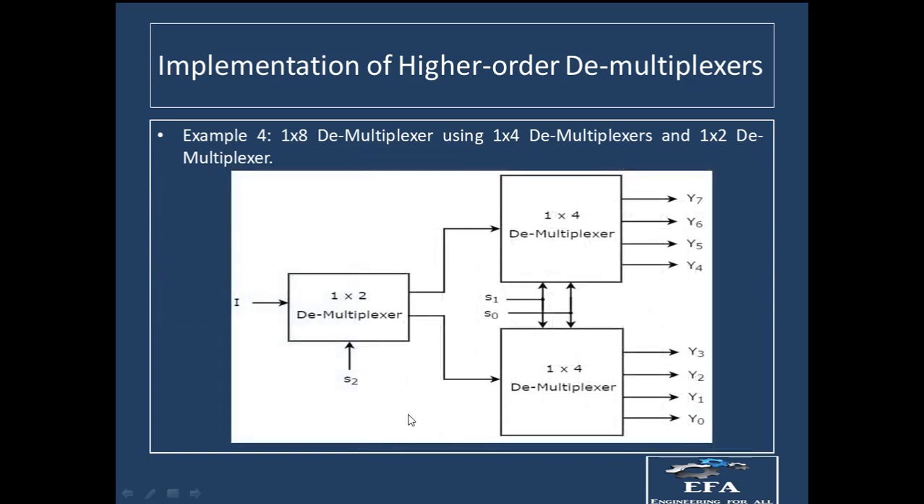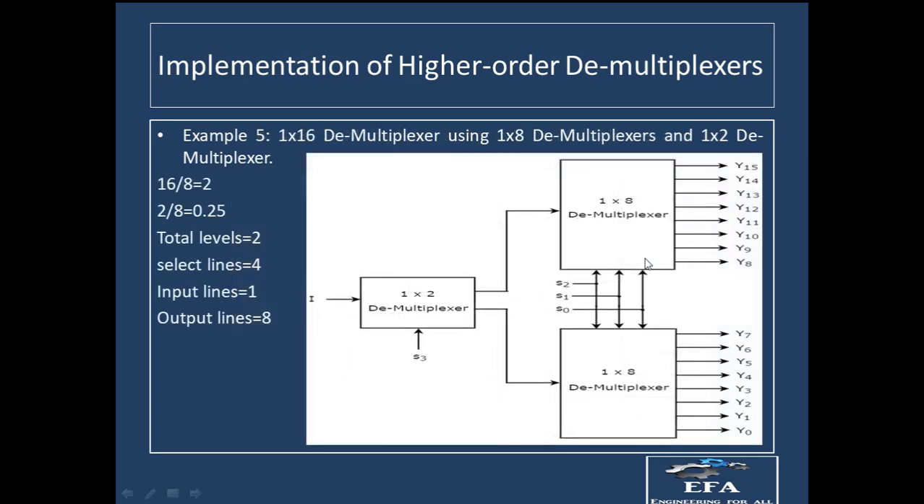So this is the circuit diagram which we can make, in the form of a block diagram. You can see that first of all we are getting the input onto a 1:2 demultiplexer, and in this demultiplexer we will be having only a single select line. Then we will be having two 1:4 demultiplexers which will be having two select lines, S1 and S0, and ultimately we will be having the outputs.